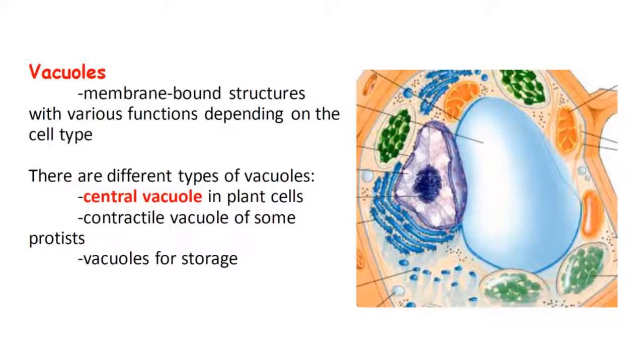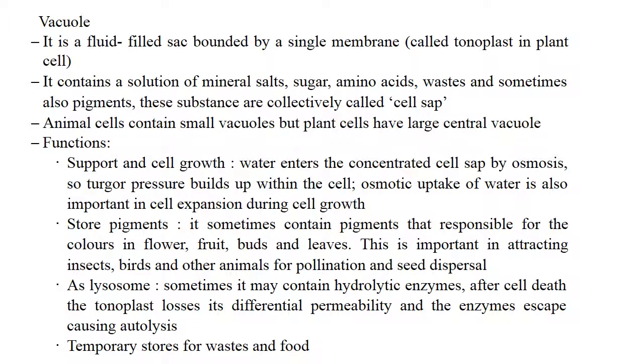Vacuoles. These are membrane-bound structures with various functions depending on the cell type. There are different types of vacuoles, like contractile vacuoles in some protists and central vacuoles in plants. Vacuoles are used for storage. Vacuoles are fluid-filled sacs bounded by a single membrane called the tonoplast in plant cells. It contains a solution of mineral salts, sugars, amino acids, wastes, and sometimes pigments. These substances are collectively called cell sap.